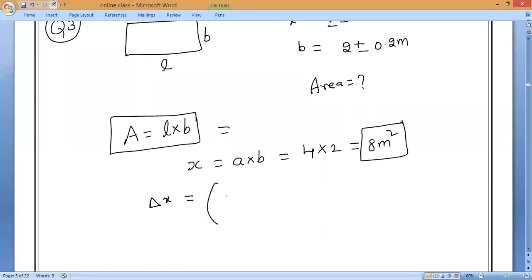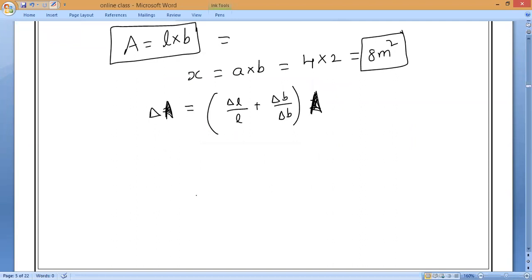Delta x, we know the formula: delta L divided by L plus delta B divided by B, into x. X I am taking as the area. Is it okay? Any doubt? Delta B divided by B. Now tell me, what are the values?